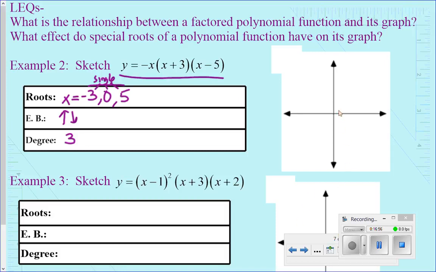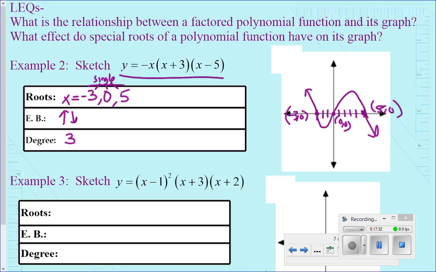So I'm going to plot a point at 5, 0, another point at 0, 0, and lastly a point at -3, 0. I'm going to put the ends on. I'm going to make the left end pointing up and the right end pointing down. And I already said that it's going to go through, so I'm just going to make it go through at each one of those values and label -3, 0, 0, 0, and 5, 0. Okay, and that's my graph.